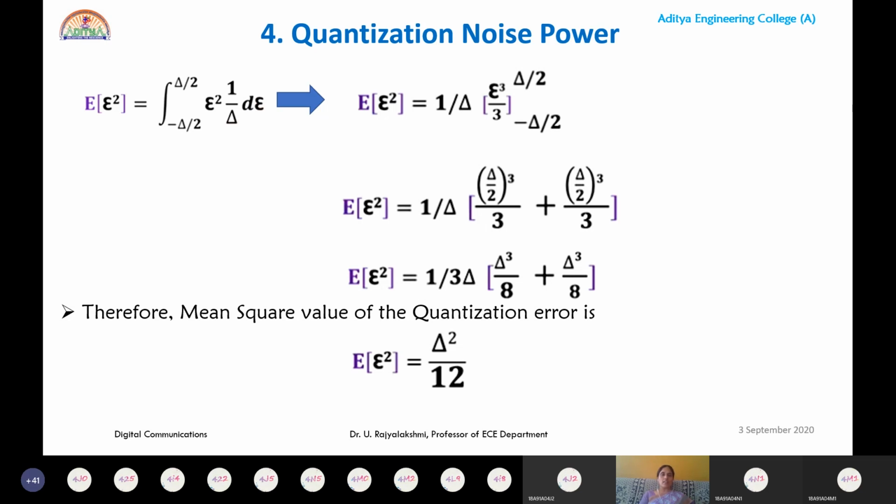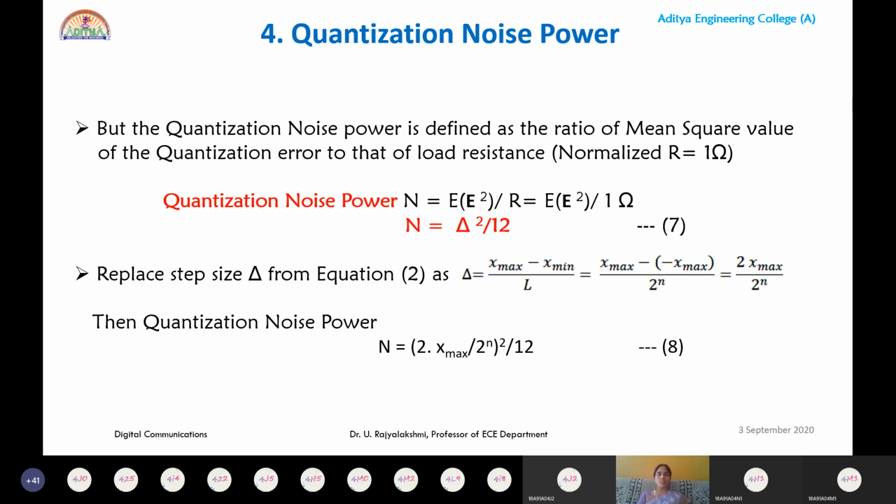You can replace that delta while calculating the SNR. And before that, let us define what is normalized noise power. The denominator of SNR is the quantization noise power. It is defined as the mean square value of the quantization error relative to the load resistance. Let us represent the quantization noise power as capital N, which is expectation of E square divided by R. For example, assume the value of resistance R as 1 ohm, so that you can calculate N as directly equal to the expectation of error square.